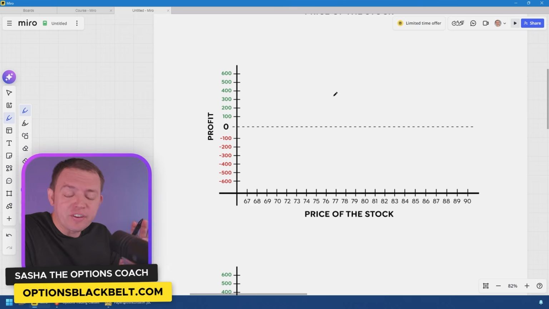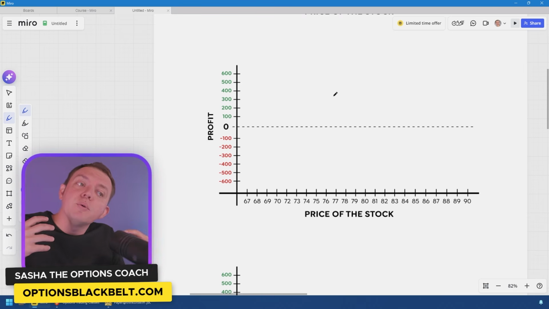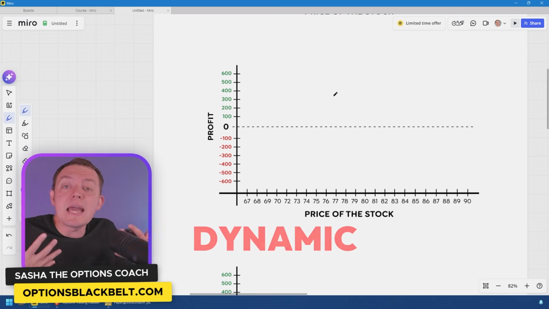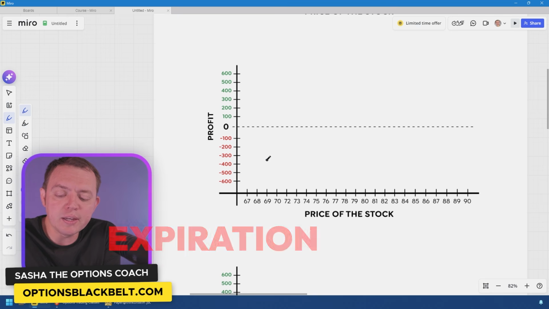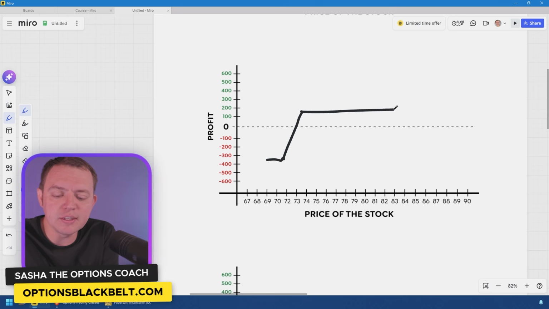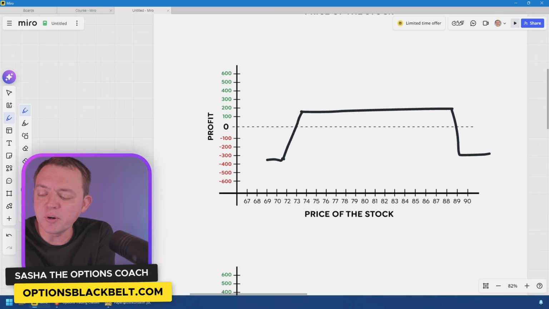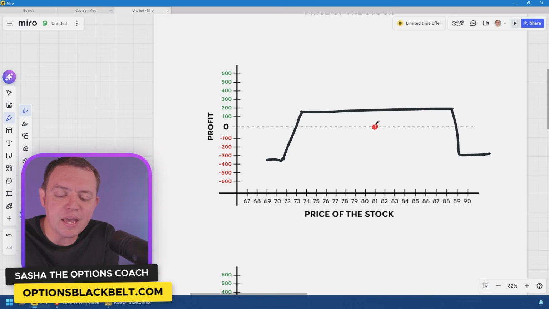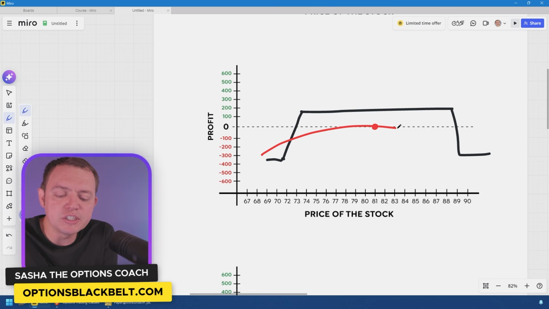For teaching, they're fantastic because people then understand what's happening, especially at the beginning and the basics. However, what people don't realize is this is a dynamic thing, it continues to evolve. So when we look at an expiration curve and we say, hey, this is my iron condor, it looks fine and dandy, but what people don't realize is there's a massive gamma curve that you have to think about, especially when you're doing zero DTE.